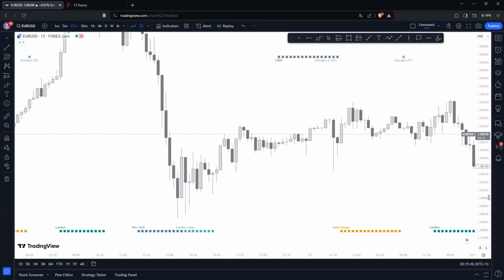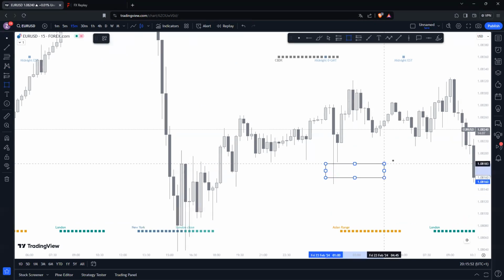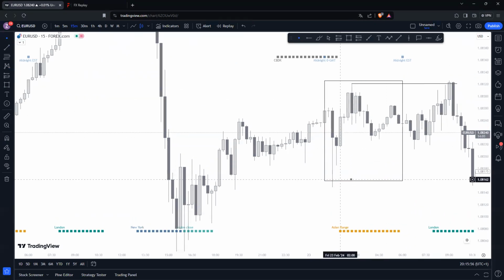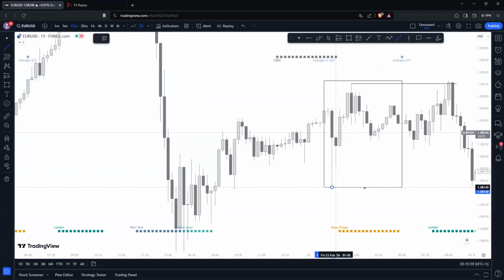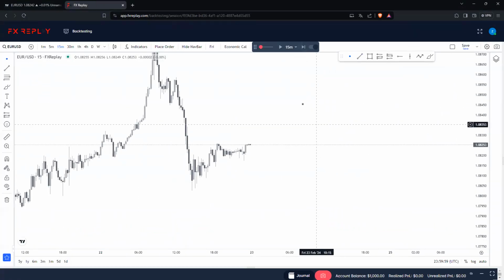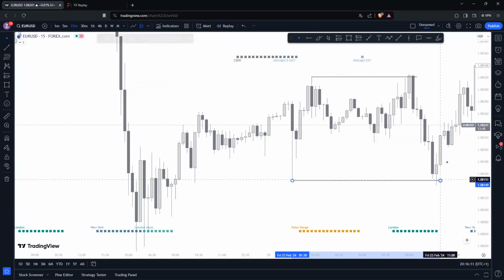So you're gonna pick the lowest point of Asia. So Asia for me starts at 1 from here, ends at 6. You're gonna pick the highest point and the lowest point right here. So as you can see, price, yeah, FX replay does that for me as well sometimes. I don't know why, but yeah. So London opens and it takes the high, goes to the low.